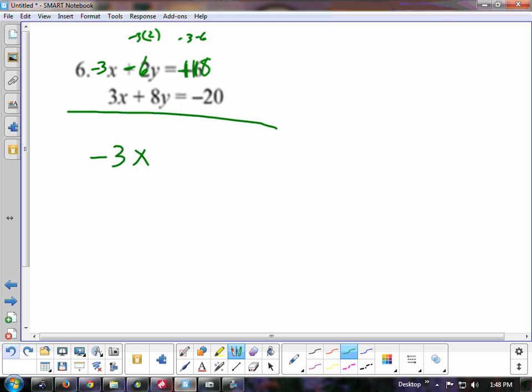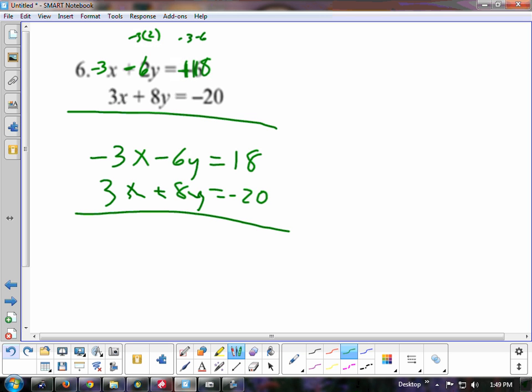So I have negative 3x minus 6y equals 18. And I have 3x plus 8y equals negative 20. And I combine the 2. The 3's cancel. The x's cancel. The y's are reduced to 2y. And the 20 turns into a negative 2. And y equals negative 1. Well, let's see if that checks.